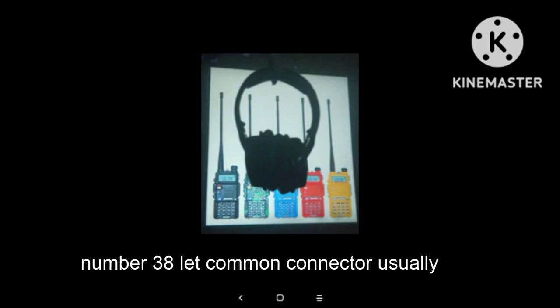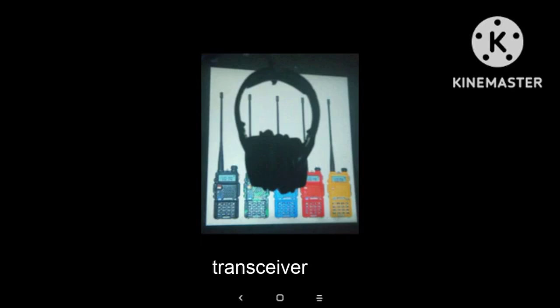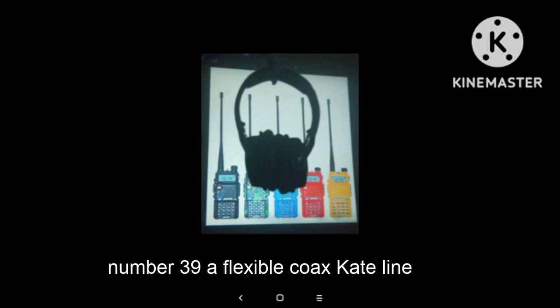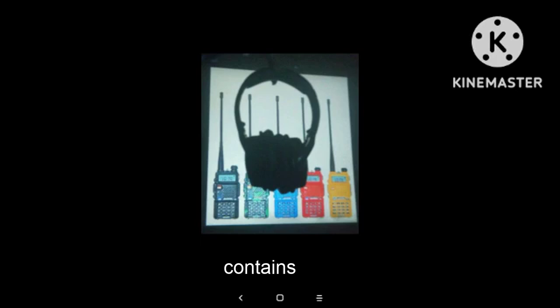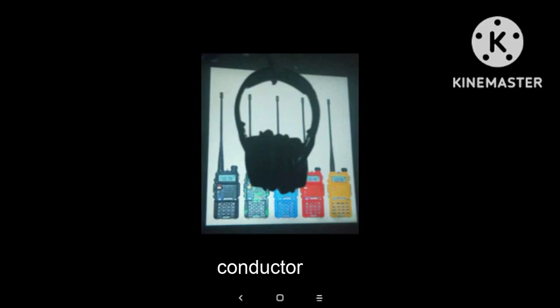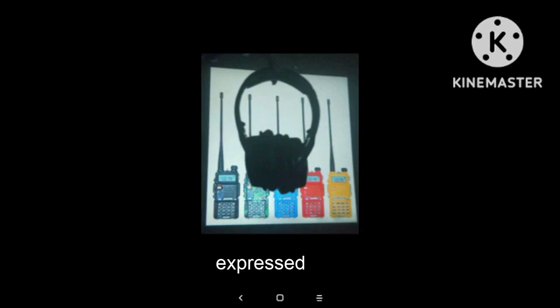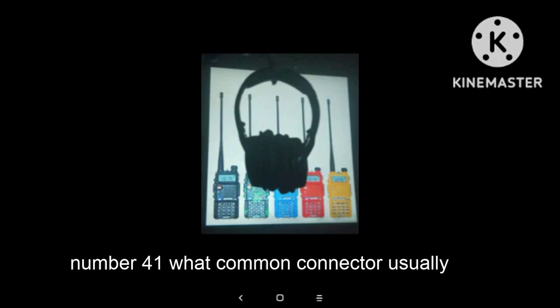Number 38. What common connector usually joins RG213 coax cable to an HF transceiver? A PL259 connector. Number 39. A flexible coax line contains braid and insulation around the center conductor. Number 40. In what values are RF feed line losses expressed? dB per unit length.